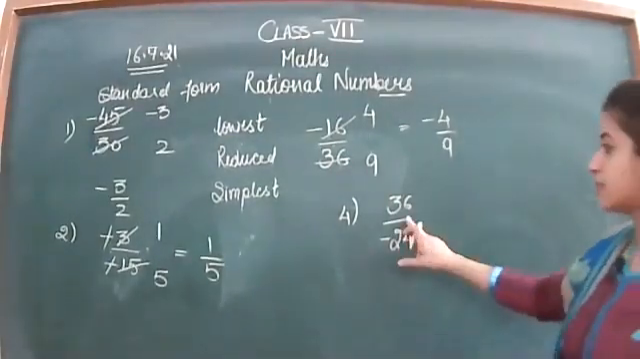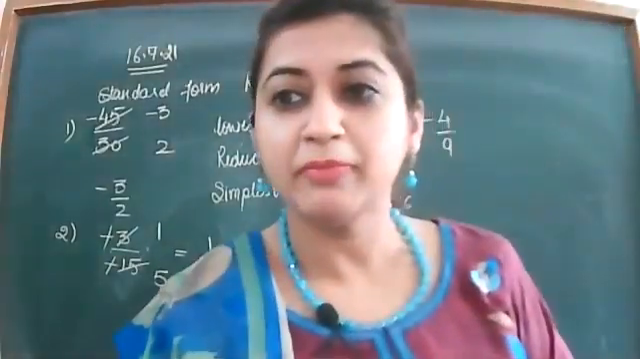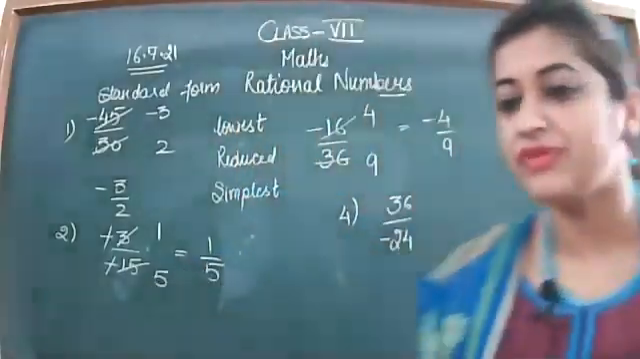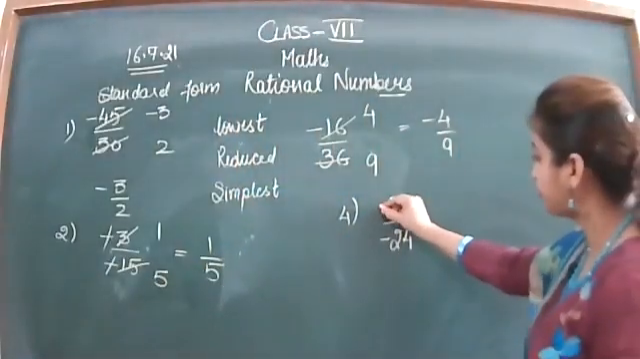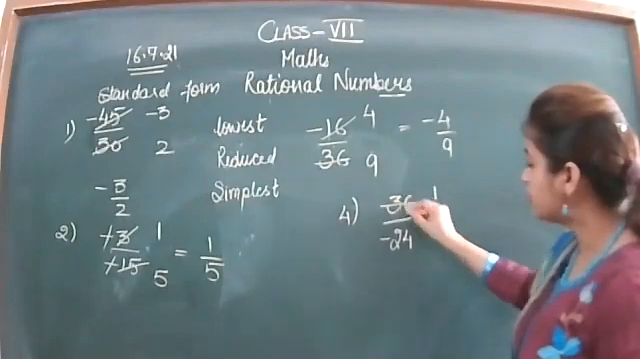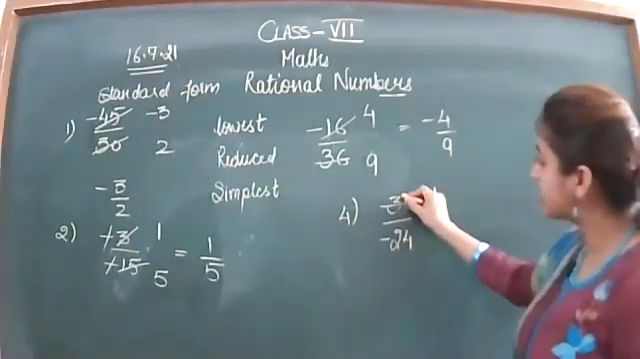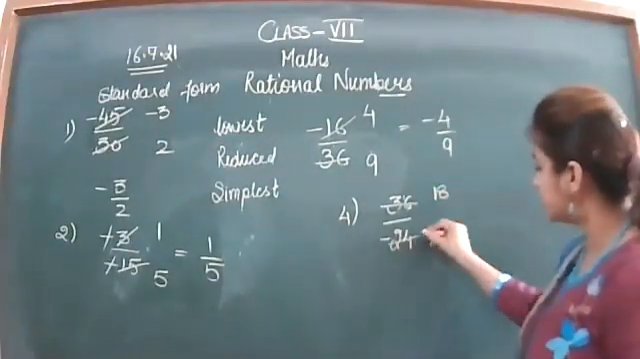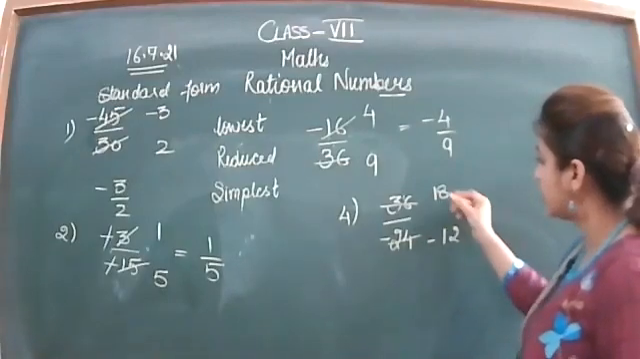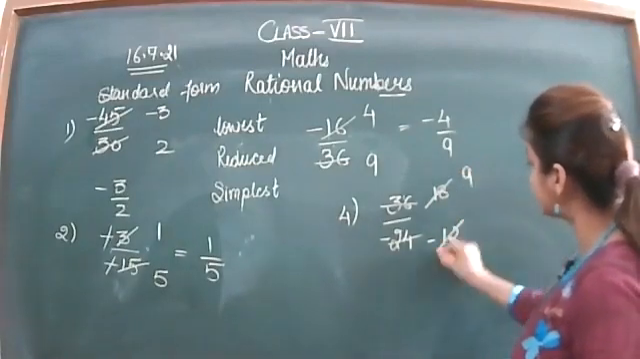For example, here 36 is an even number, 24 is also even. Cancel by 2. 2 1s are 2, 1 is left, it will become 16. 2 8s are 16. 2 1s are 2, 2 2s are 4. Cancel again. 2 9s are 18, 2 6s are.